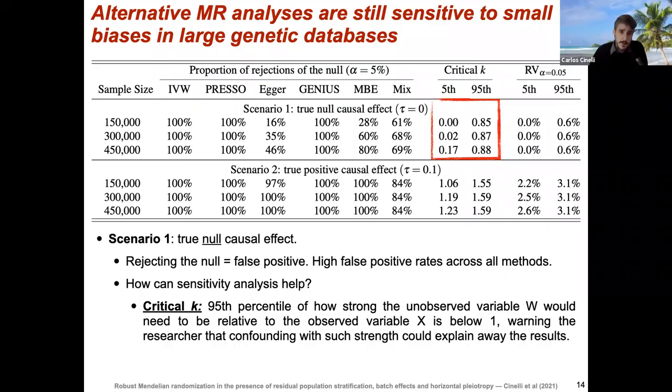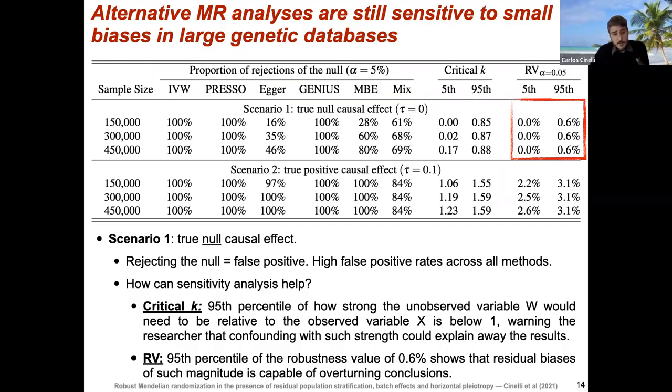So most of the time, our sensitivity statistics would warn the researcher that confounding as strong as the observed biases would be sufficient to explain away the results, right? So even if we have a statistically significant traditional MR using a polygenic risk score, and then you also run all these alternative analyses like MR Egger, MR GENIUS, MRMBE, MR Mix, they would all point to the same result, but the sensitivity analysis would still warn you, wait, if you have biases as strong as those biases, this can be sufficient to explain away this MR estimate.